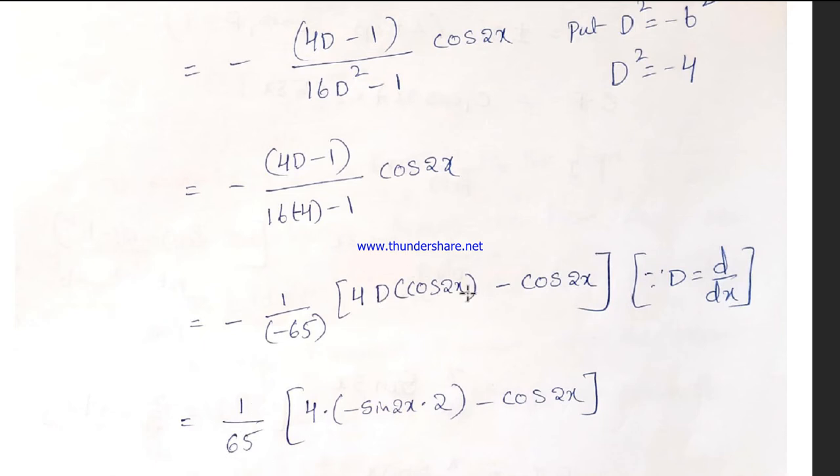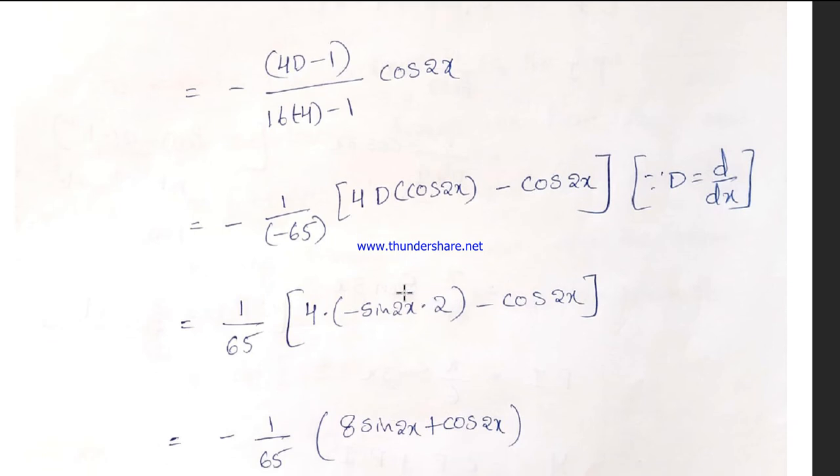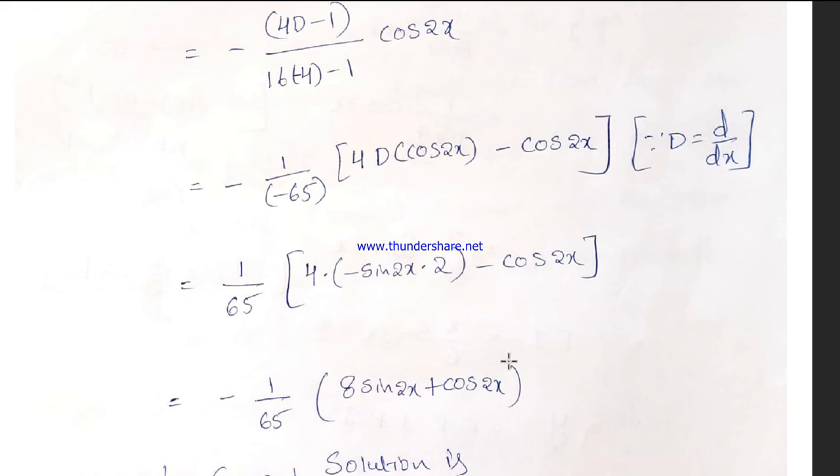4 into the derivative of cos 2x, which is minus sin 2x into the derivative of 2x, which is 2. So that's why into 2 minus cos 2x. We get the value, taking the negative sign common, minus of 1 by 65. Here 4 into 2 is 8 sin 2x plus cos 2x. So this is our required particular integral of the given function.